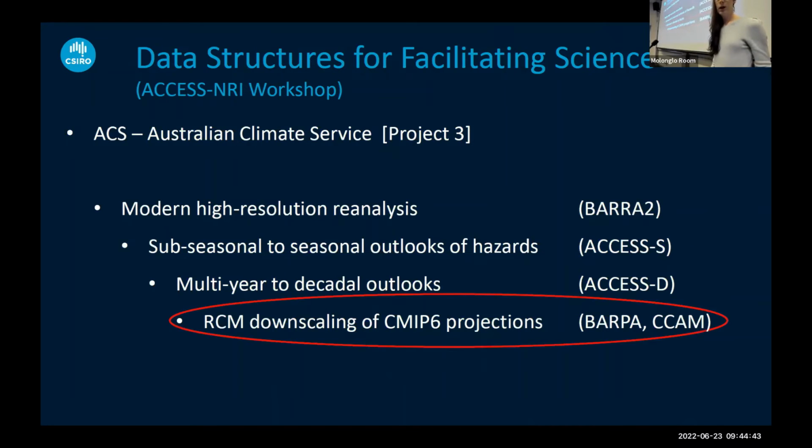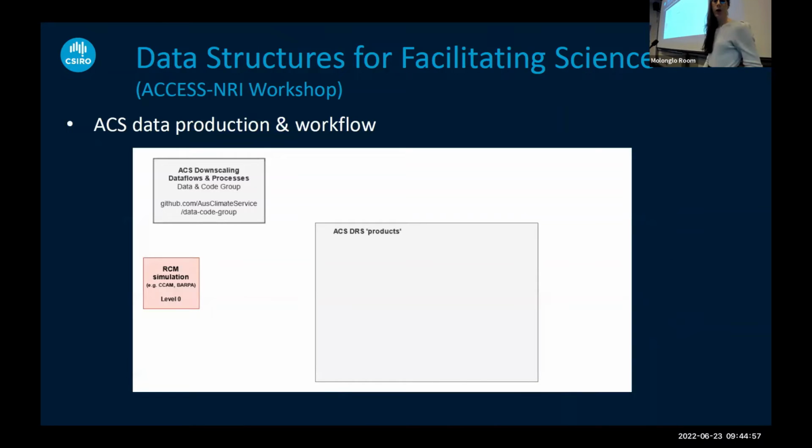I'm going to mostly be talking about the downscaling efforts here because that's really where we've focused a lot of the data work at this point, and developing some frameworks and workflows for that. So I'm going to talk about our workflows for these data products for the downscaling. Starting with a regional climate model simulation, which is just the raw outputs, which we call level 0 data.